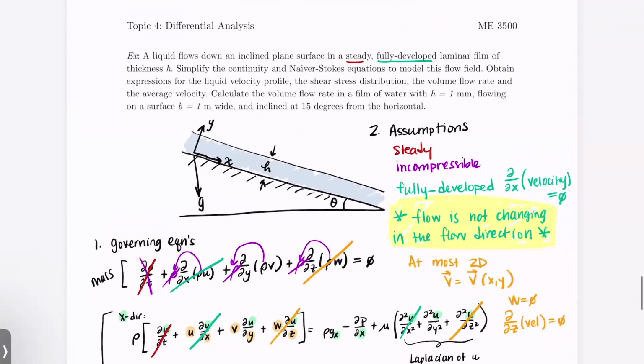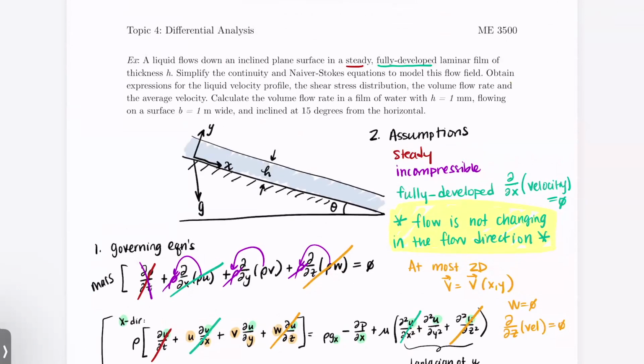When you approach a problem, the first thing that you should do is probably draw a picture and give it a coordinate system. I find that that helps organize what the language in the problem actually is, at least for me. The second thing you're going to do is write down your assumptions. For this unit, some of the assumptions are the same as when we did the integral analysis section, but a couple are new. So steady and incompressible, those hang around just like last time.